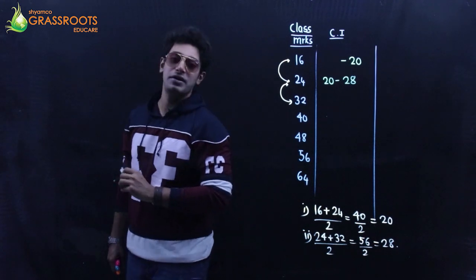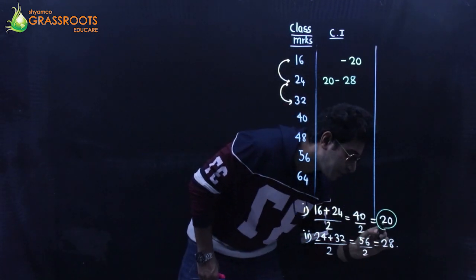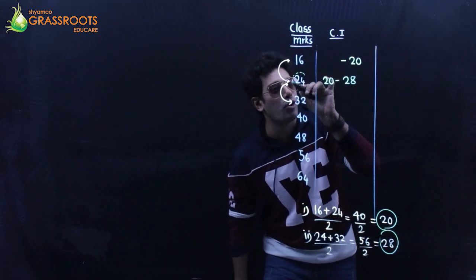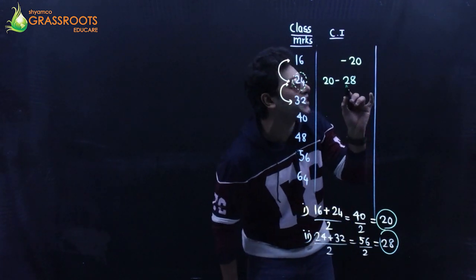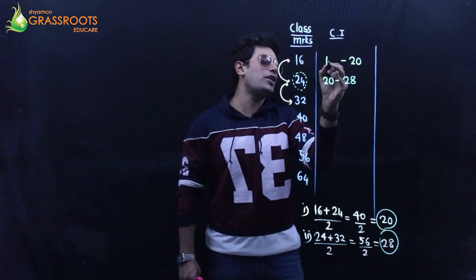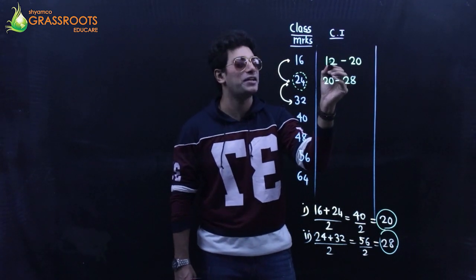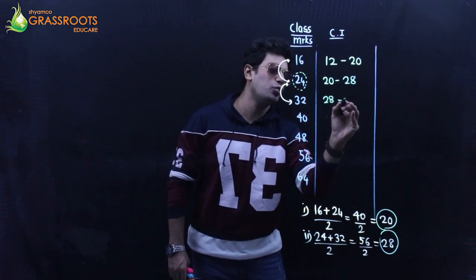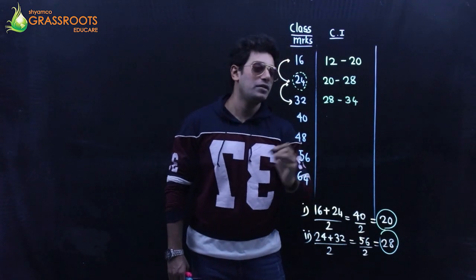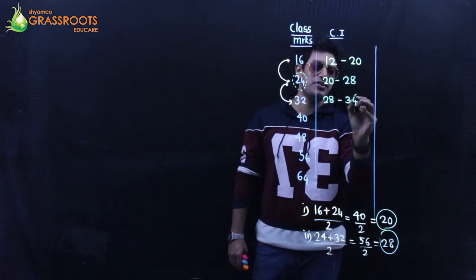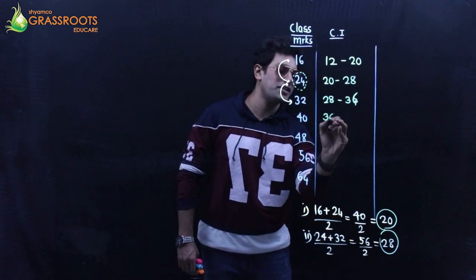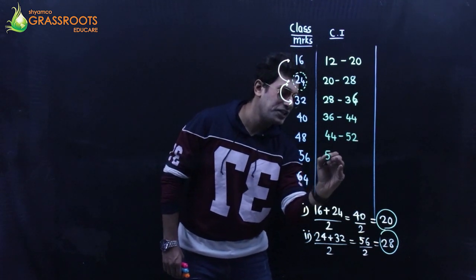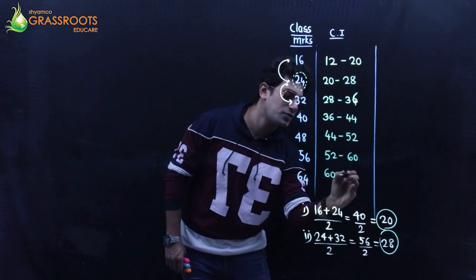Listen to me cautiously. One of the values we have got as 20 and the second as 28. That means 24 is the midpoint, obviously between 20 to 28. It's a gap of 8. This should have been 12 to 20, whose midpoint, center value is 16. This will be from 28 to a gap of 8, 36. This will be from 36 to 44, 52 to 60 and finally 60 to 68.